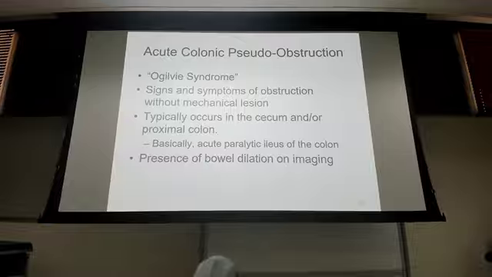So it's the signs and symptoms of an obstruction. Things aren't moving through there. We'll talk about the specific signs and symptoms, which sound a lot like a small bowel obstruction as well. But for acute colonic pseudoobstruction, you don't find any lesions, but you have those signs and symptoms of obstruction. Usually this is in the cecum or the proximal colon. Basically, it's an acute paralytic ileus of the colon. If you think of it as acute paralytic ileus of the colon, that's what acute colonic pseudoobstruction is. It equals acute paralytic ileus of the small intestine. We will see presence of bowel dilation on imaging.